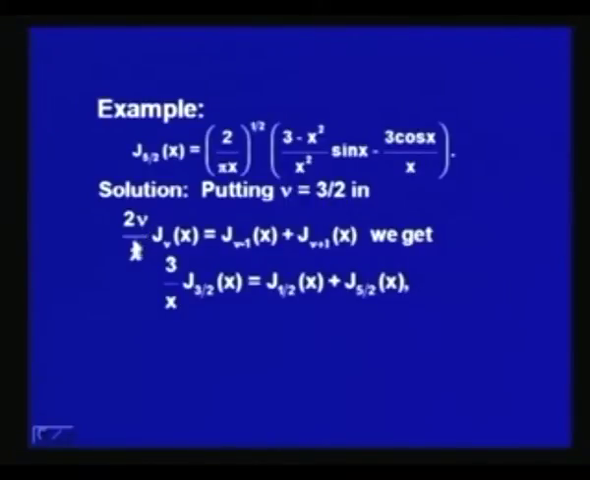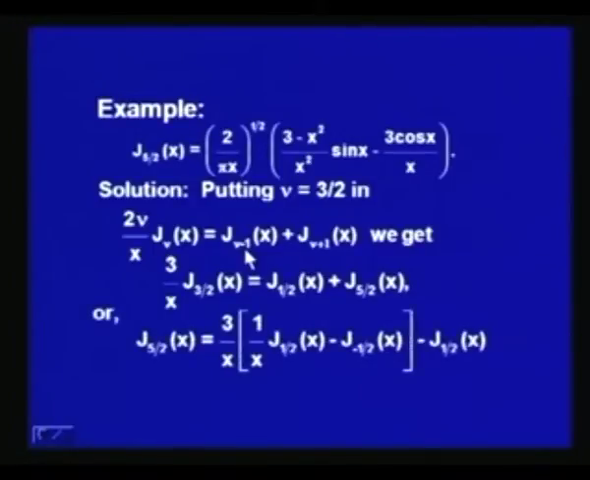The recurrence relation, as we know, is (2ν/x) J_ν(x) = J_{ν-1}(x) + J_{ν+1}(x). We have chosen ν = 3/2 because J_{ν+1}(x) will then become J_{5/2}(x), and it will be expressible in terms of the Bessel functions of lower order, that is, the Bessel function of order 3/2 and the Bessel function of order 1/2.